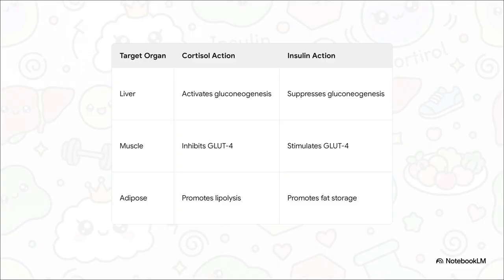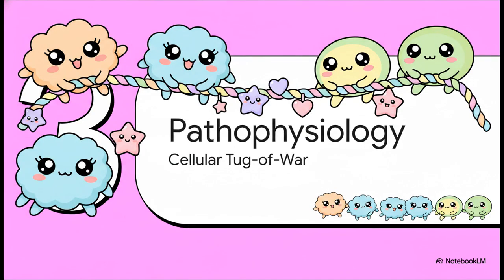That brings us to Section 3, Pathophysiology and Symptoms. We're going to shift seamlessly into the core problem here and detail exactly what goes wrong at the cellular level when the HPA axis is continuously activated. It creates this fascinating phenomenon we call the cellular tug-of-war.